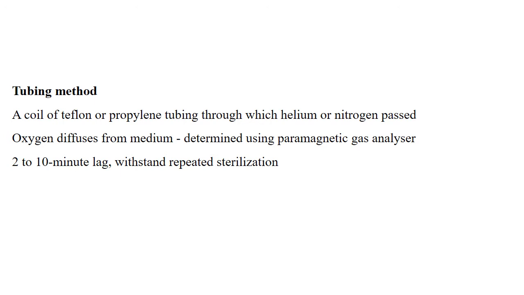The next type of dissolved oxygen measurement is by using the tubing method. Here, the probe consists of a coil of Teflon or propylene within the fermenter through which a stream of helium or nitrogen is passed. The oxygen from the fermentation media will diffuse through the tubing into the inert gas stream, and the concentration of oxygen can be determined by using a paramagnetic gas analyzer. There will be a 2 to 10 minute lag in measurement, and the tubing will withstand repeated sterilization cycles and can be used continuously for longer periods of time, even up to 1000 hours.